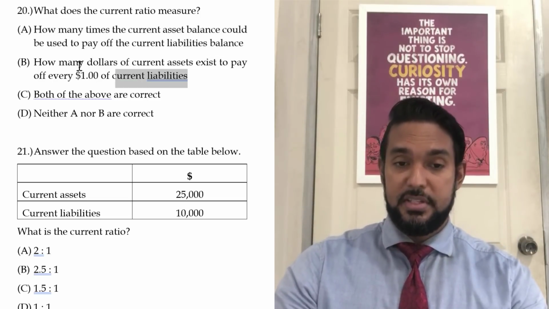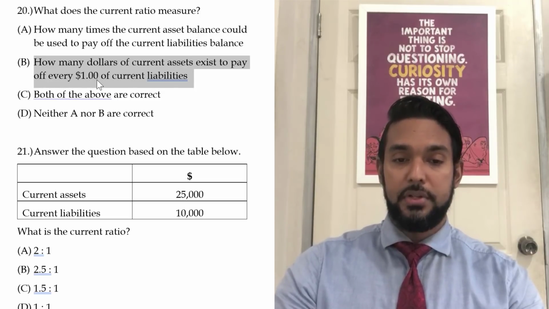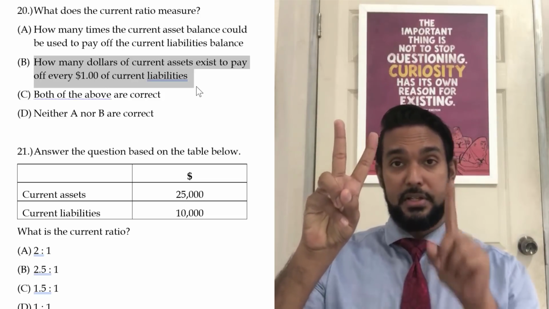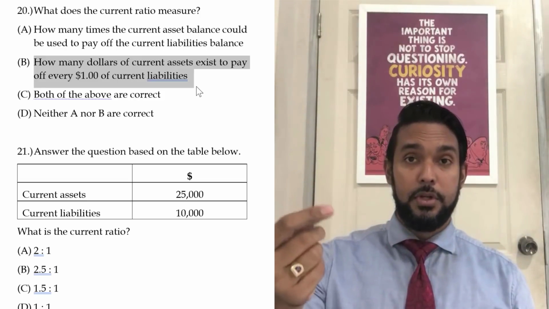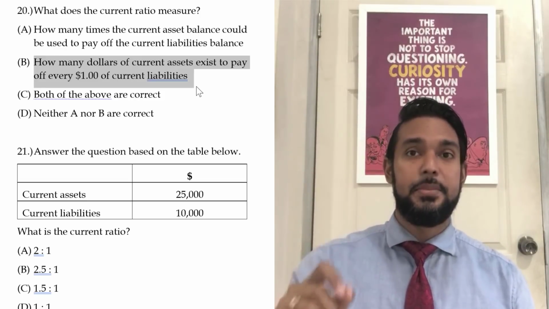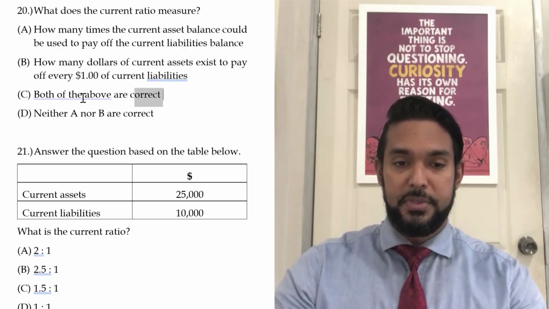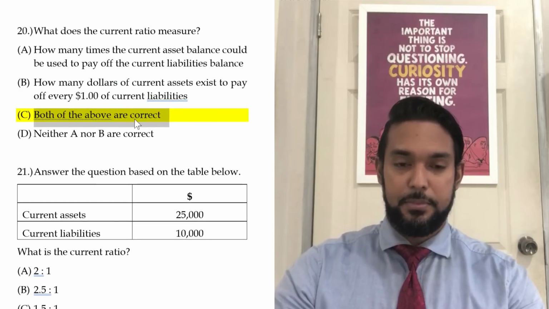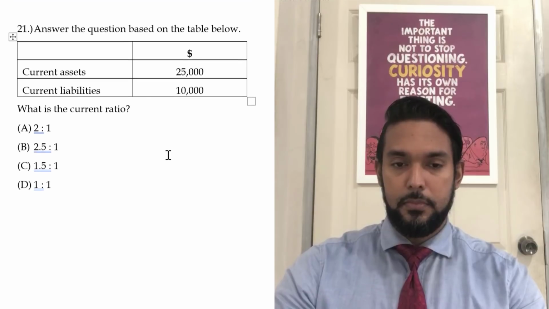It also tells us B, how many dollars of current assets exist to pay off every $1 of current liabilities. So same example, 2,000 of current assets, 1,000 of current liabilities, 2,000 divided by 1,000 is 2. So $2 of current assets exist to pay off every $1 of current liabilities. So that is also true, which means C is correct because C covers A and B, and D can't be correct.